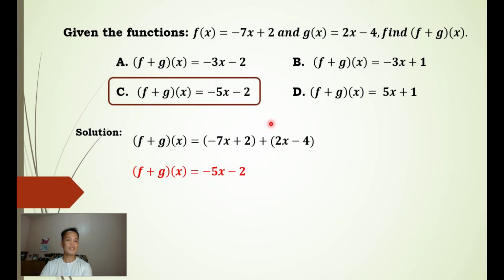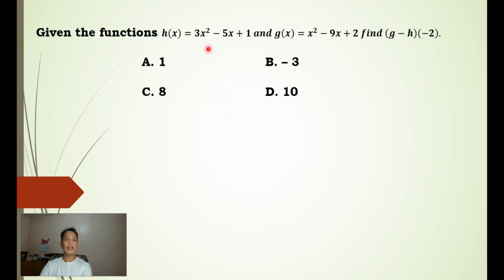Now, let's proceed to our next example. This time, we are given the functions again, but we are going to find the difference, that is g minus h. We are given the function h of x equal to 3x squared minus 5x plus 1, and our g of x is x squared minus 9x plus 2. So we have to subtract these two functions. Earlier, we added; this time, we subtract.